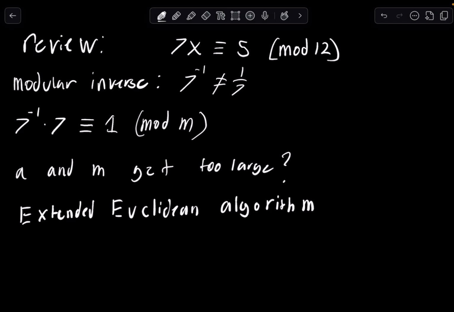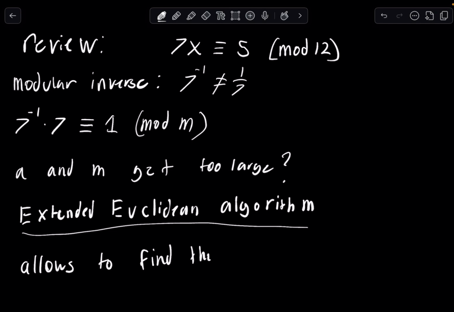So we'll be discussing how to do the extended Euclidean algorithm today and how we can use that to solve linear congruences. Now, this does not solve the linear congruence for us. However, it allows us to find the modular inverse quickly. All right, so we'll go over a couple of examples and let's get into it.